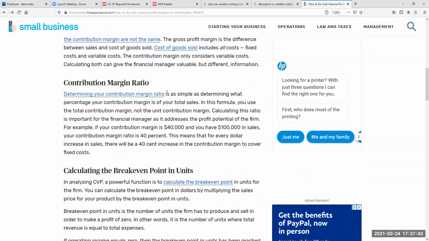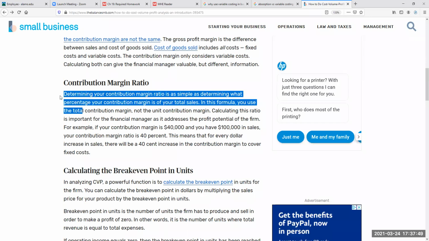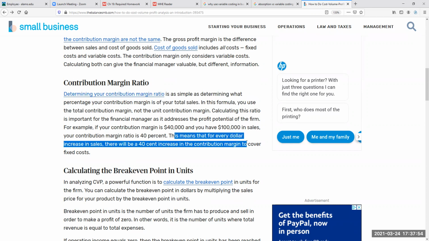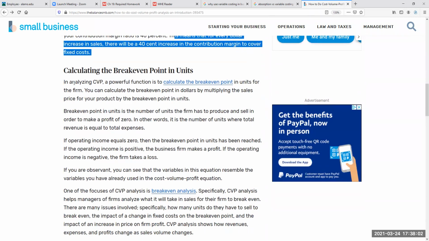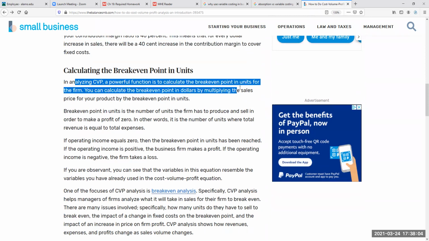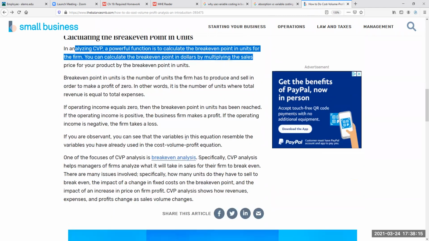Determining your contribution margin ratio is as simple as determining what percentage your contribution margin is of your total sales. So in our pizza, 10 divided by 15 is 66%. So this means for every $1 increase in sales, there will be a 66% increase in the contribution margin to cover your fixed costs. In analyzing CVP, a powerful function is to calculate the break-even point in units for your firm. You can do it in dollars by multiplying the sales price for your product by the break-even points in units. So CVP, one of the focuses is break-even, and that's why this is very useful.